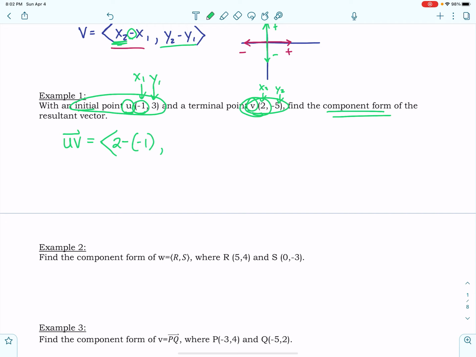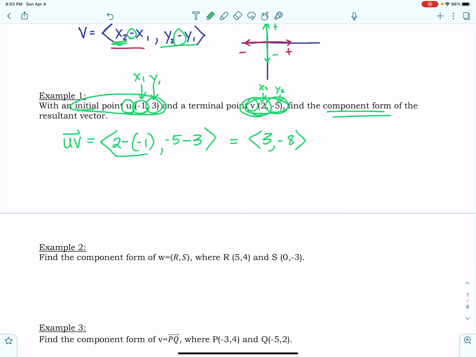And then for the y component, I'm going to have y2 minus 3. And then I am going to look at this. Remember, this is going to be 3, 2 plus 1. And for y, a negative and a negative gives me a -8. So that is the component form.